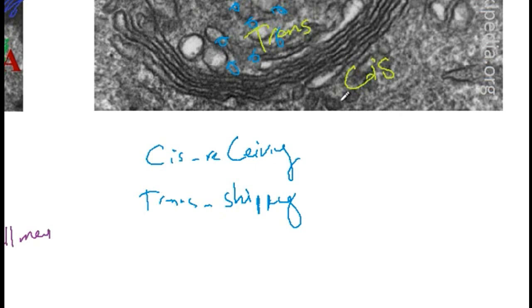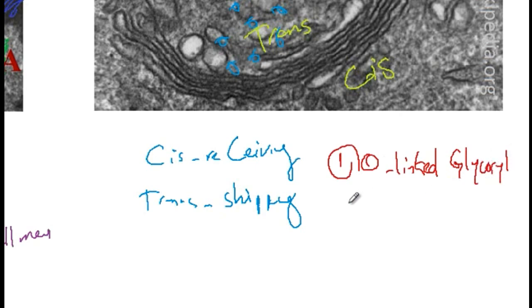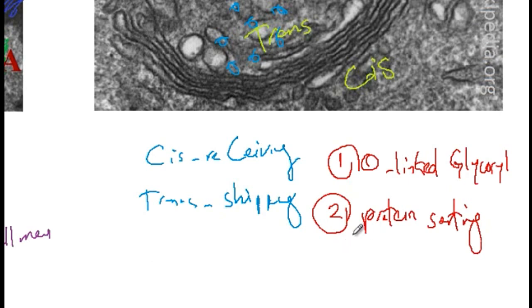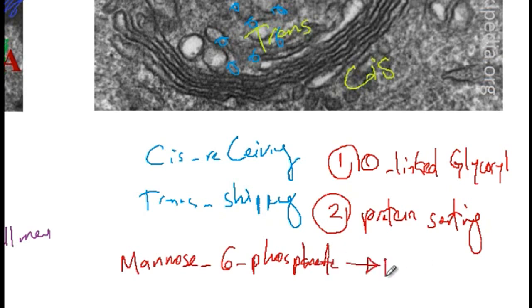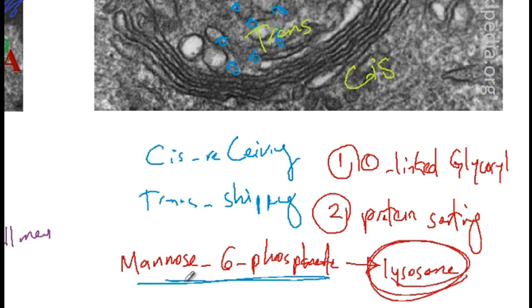So there are two main functions that are associated with the Golgi. The first one is O-linked glycosylation. And then the second one is protein sorting. So the Golgi apparatus determines where proteins should go to. And then I would like you to know that proteins to which mannose 6-phosphate is added are all destined for the lysosome. So just keep that in mind. Any protein in the Golgi apparatus to which mannose 6-phosphate will be added will go to the lysosomes.